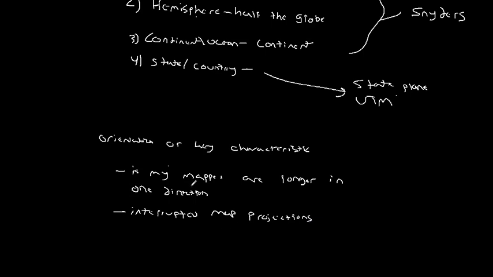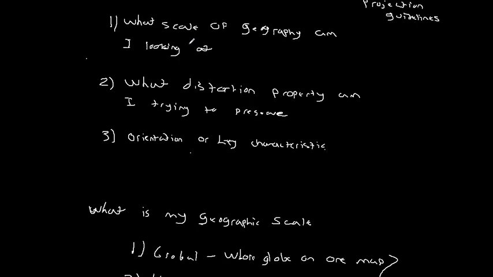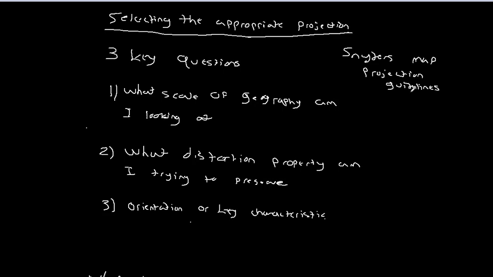Okay, so again, 3 key questions: geographic scale, distortion you're trying to preserve, and orientation. And so I mentioned that we are going to be using Snyder's map projection guidelines as a means to be able to pick the proper projection. So let's go ahead and take a look at what those tables look like.